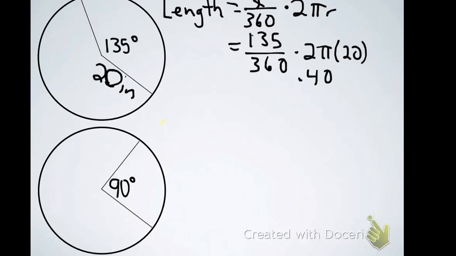Well, I get 40 pi as circumference, so that's the whole thing. And then 135 and 360, I can actually divide them both by 45, and I get 3/8. This turns out to be 15 pi, because 3/8 of 40 is 15. And you could think of it as 40 and 8 have a common factor of 8, so you can divide, it becomes 3 times 5. So that is my length right here. That is how far it is around the circle.